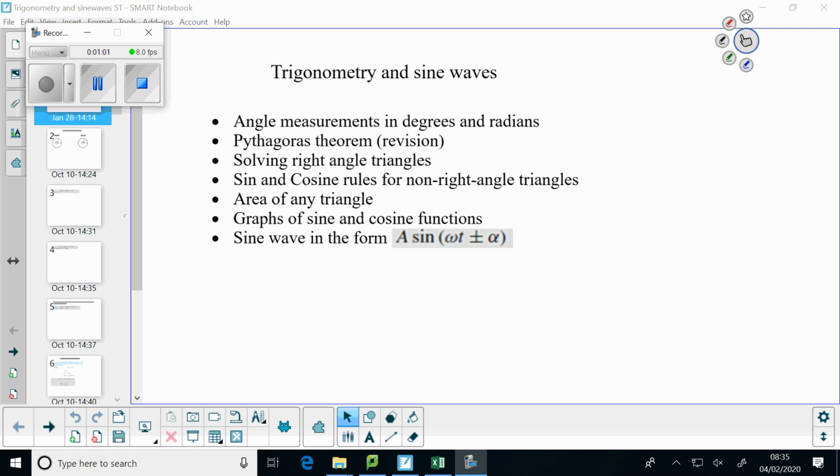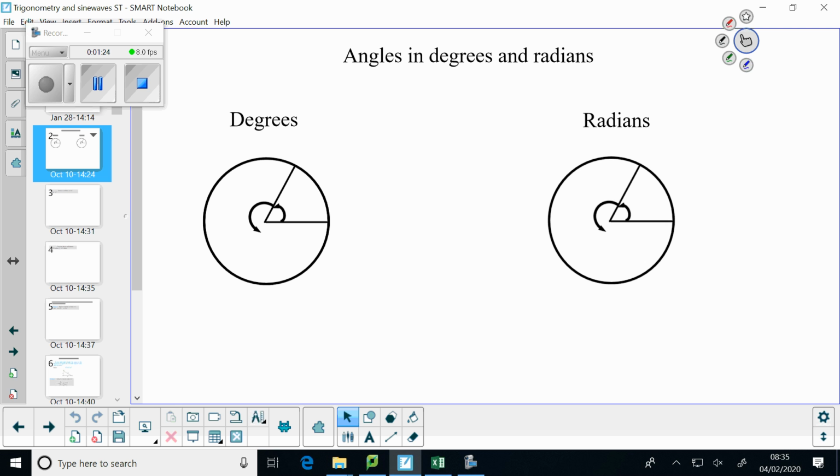We're going to have a look at the graphs of sine and cosine functions, and revise what we did in science on the sine wave in the form of a sine omega t plus or minus phase angle alpha. It's seen quite a lot, but a lot of it we've already covered before anyway. So let's press on. When we talk about angles, we can either measure them in radians or in degrees.